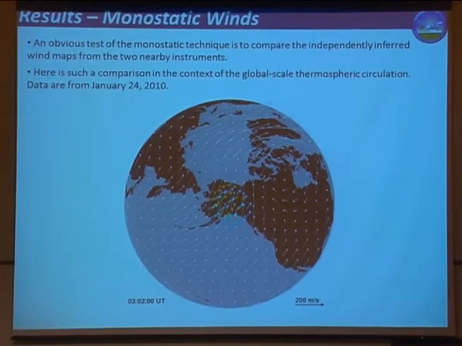One, it's important to measure the wind because we can observe structures that at least models like HWM can't capture. And secondly, the two monostatic wind fields, independent estimates of the same wind field, agree pretty well. And so that tells us something about the assumptions underlying the monostatic wind field.